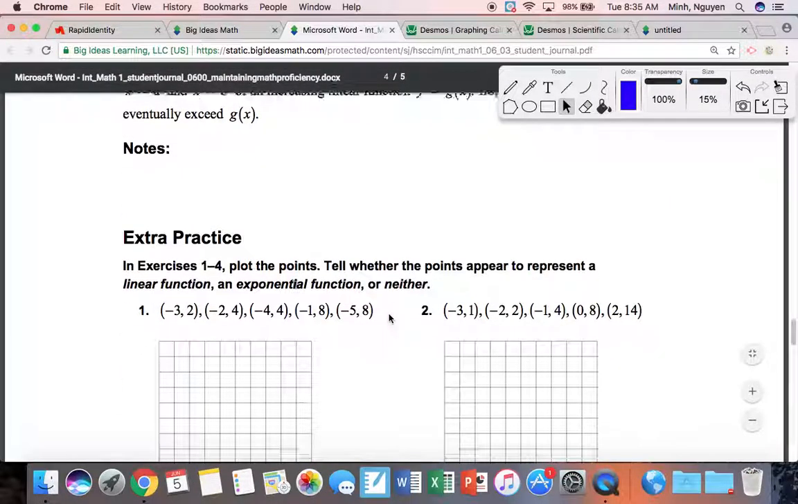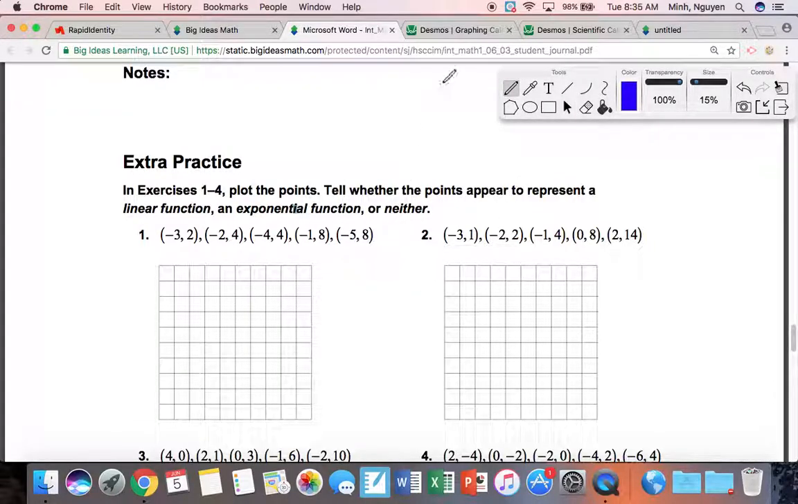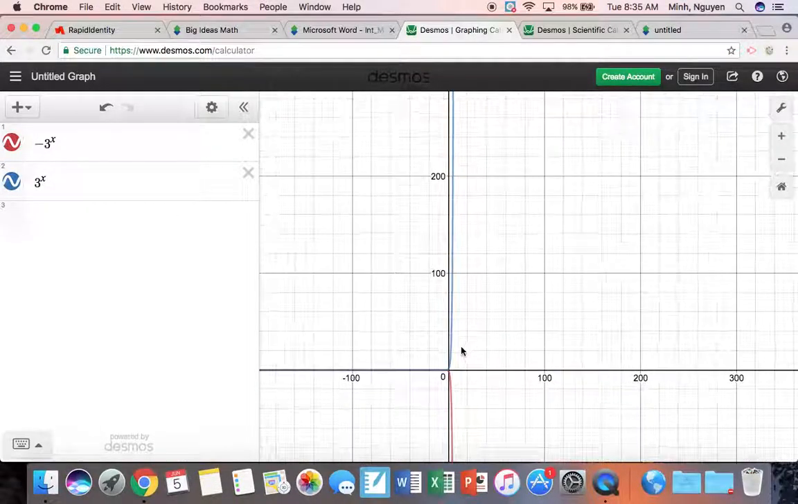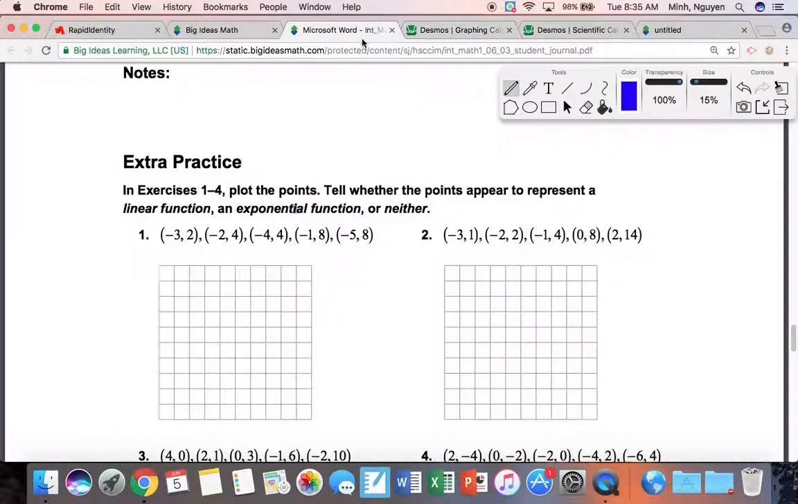In exercises 1 to 4, plot the points. Tell whether the points appear to represent a linear function, exponential function, or neither. So again, an exponential function has some sort of curve. A linear function does not. And then neither might be one that you can't tell either. So let's see here. We've got to go from -3 to -5. So that means all of our x values can be negative, but our y values are all positive.